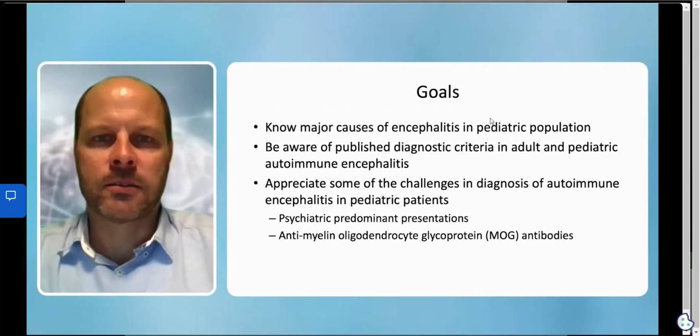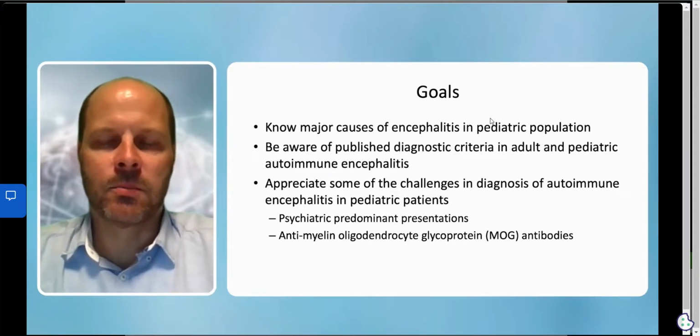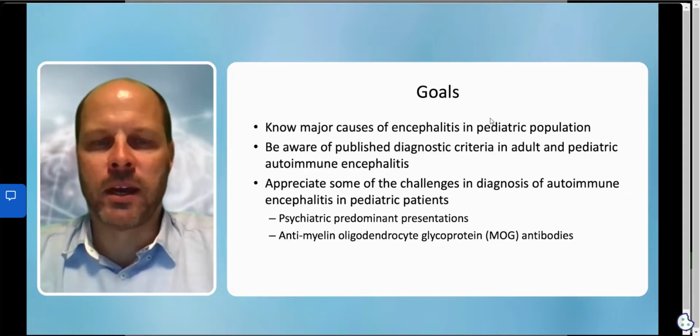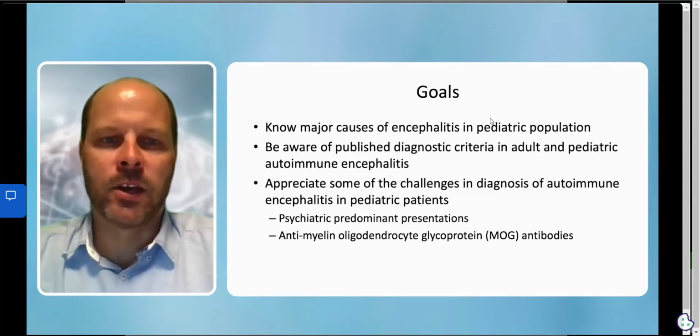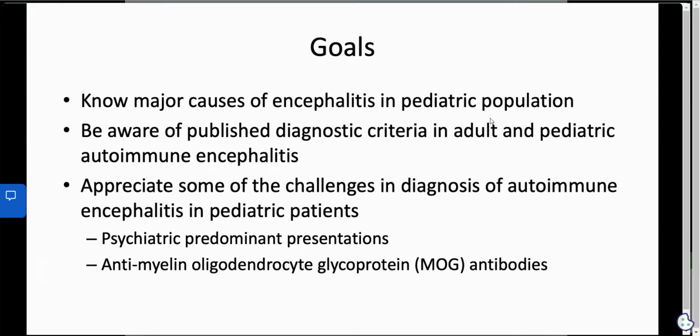My goals for this talk are that by the end of it, you will know the major causes of encephalitis in the pediatric population. Secondly, you'll be aware and be able to start to apply published diagnostic criteria in adult and pediatric autoimmune encephalitis. And finally, to appreciate some of the challenges in the diagnosis of autoimmune encephalitis in pediatric patients, focusing on two current major topics in the field. One, psychiatric predominant presentations, and two, the role of anti-myelin oligodendrocyte glycoprotein, or anti-MOG antibodies.